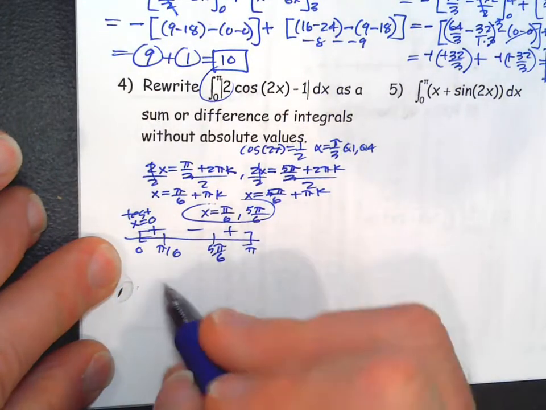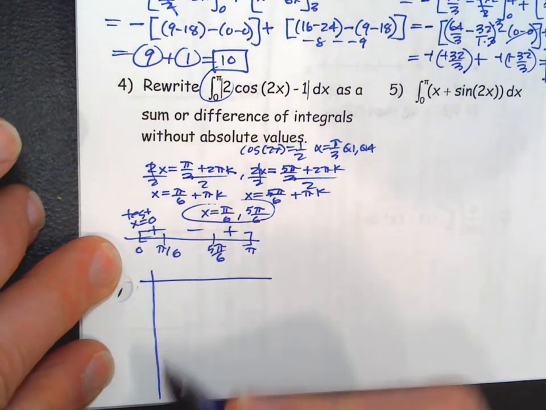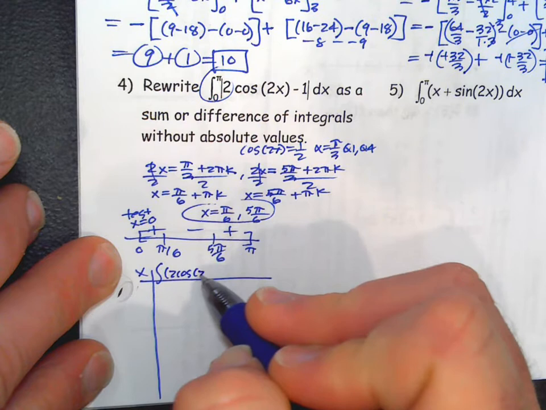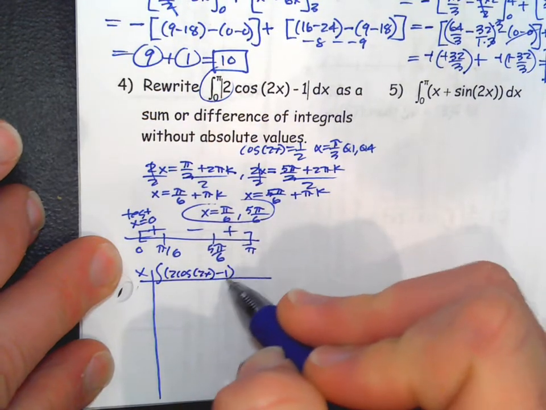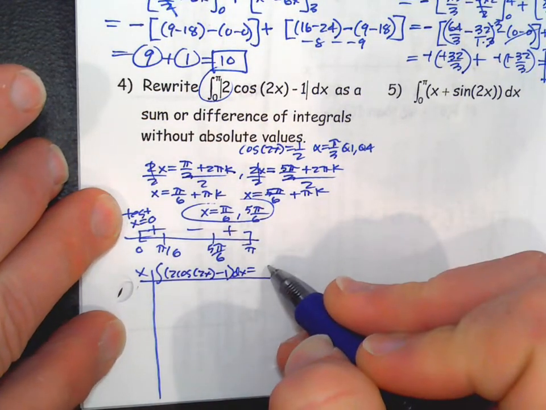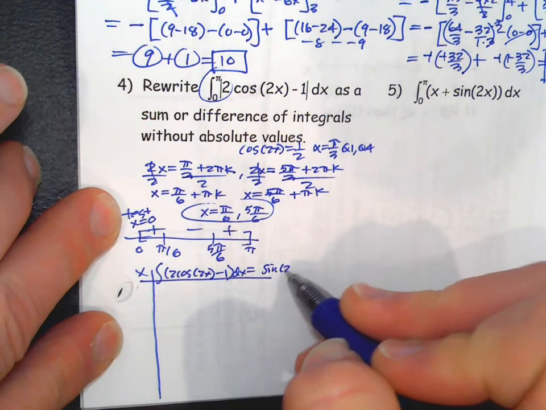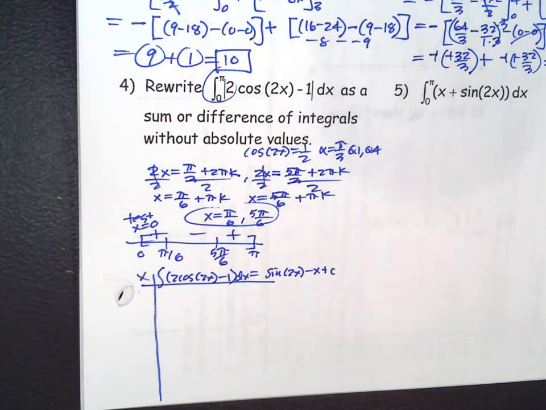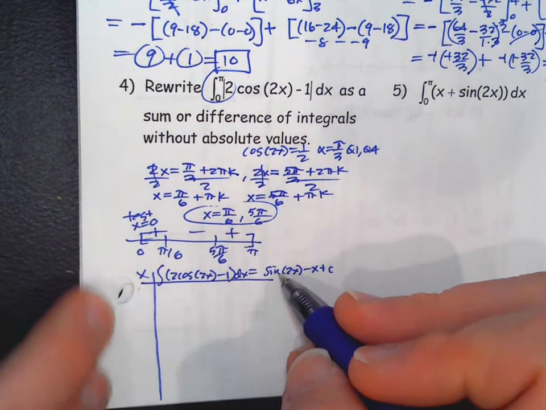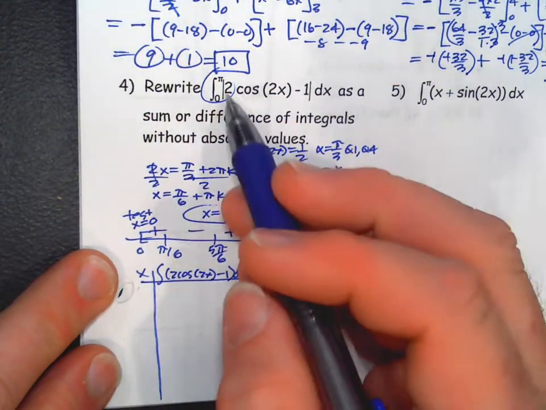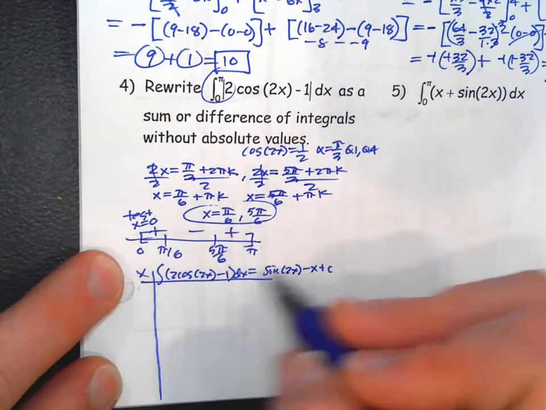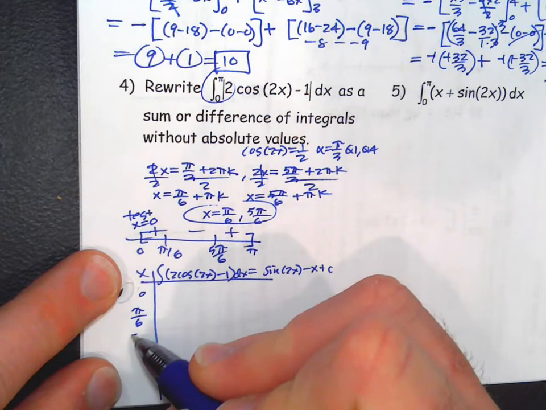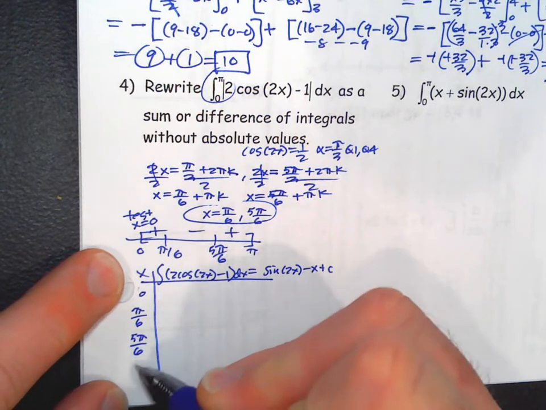So for the table, we're going to integrate 2 cosine 2x minus 1. That's going to be sine 2x minus x plus c. The extra 2 is going to come out. We actually want that 2. So however you want to figure that out, you can use substitution, whatever. 0, pi over 6, 5 pi over 6, pi.